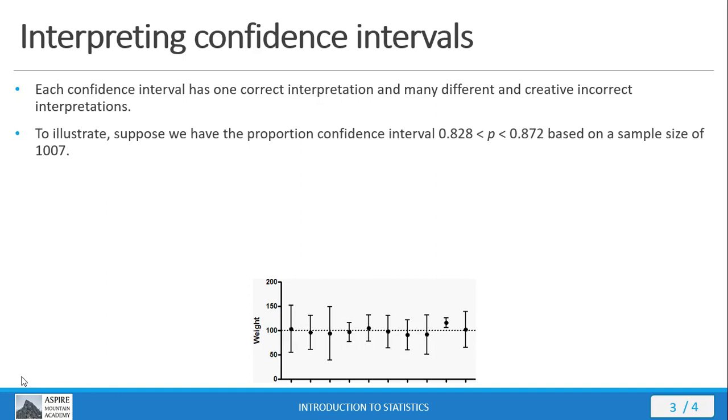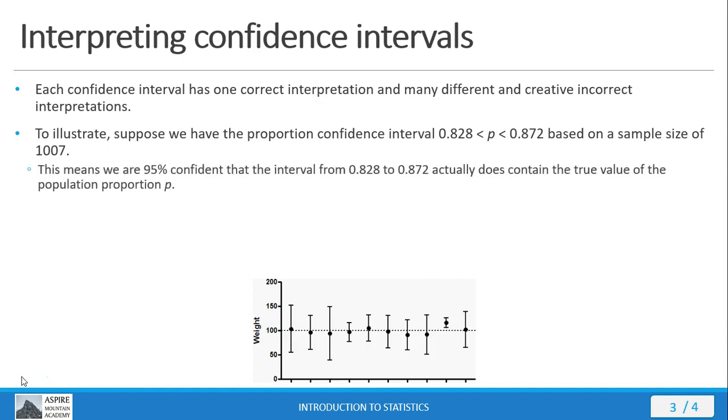Well, to illustrate that, suppose we have a proportion confidence interval that runs from 0.828 to 0.872 based on a sample size of 1007. So what this means is that we're 95% confident, if we're using a 95% confidence level, that the interval from 0.828 to 0.872 actually contains the true value of the population proportion. The true value is somewhere inside that interval. We're 95% sure of it.